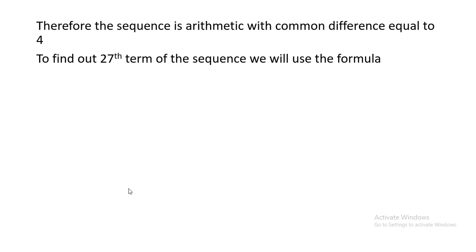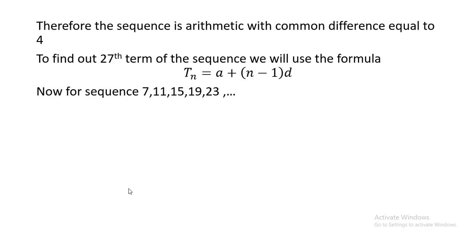Now they have said that we need to find out the 27th term of the sequence. For that we will be using the formula, that is t of n is equal to a plus (n minus 1)d. I've rewritten the sequence again so that I don't have to go back every time. The term that has been asked is the 27th, so n will be 27. d, as I said, is the common difference, so d equals 4, and a indicates the first term of the sequence, which here is 7.